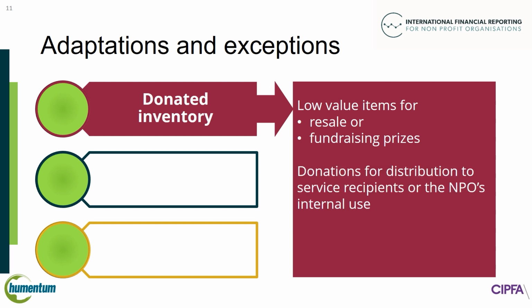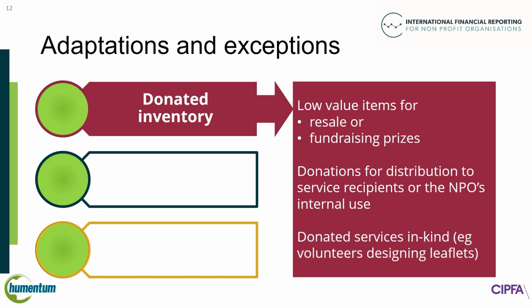Secondly, items donated for distribution to service recipients, or for the NPO's internal use. Recognition can be delayed until the items are distributed or used, rather than when they are received. The revenue and expense are recorded at the same time, to show the receipt of the donated item and its use. Note that this exception does not apply to high-value inventory items or non-current assets.